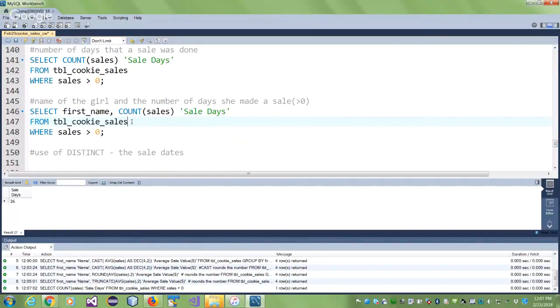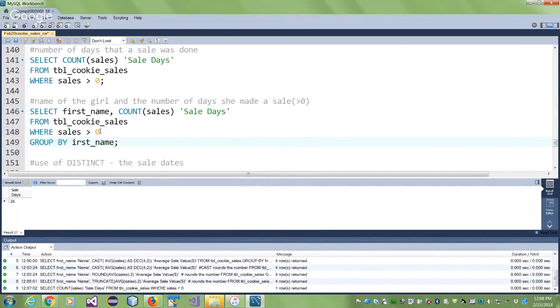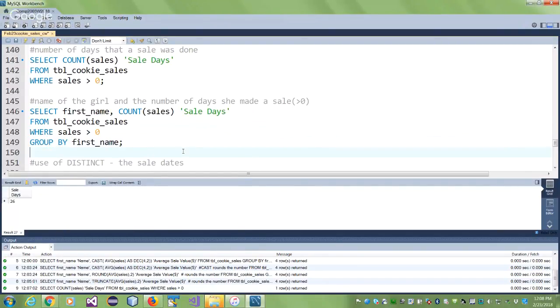Count is a single value. It will pick up the first name from the first record and give it to me. But if I want to make it the right way, I'll have to add a group by. And please notice the position of group by. It comes after the where. If you change the positions of your clauses here, it will give you a syntax error.